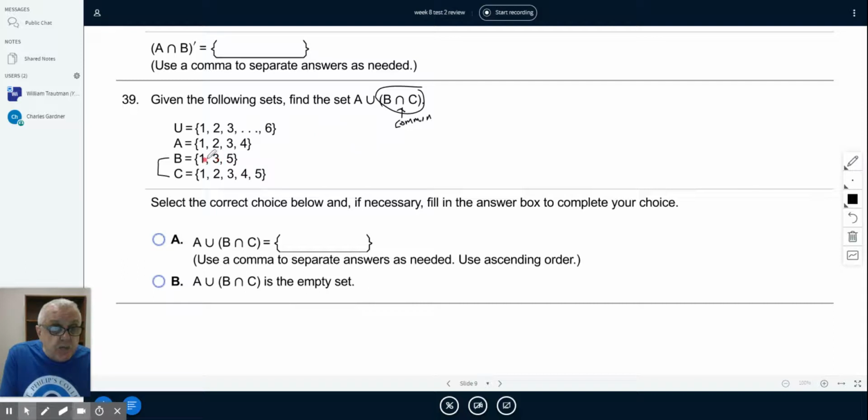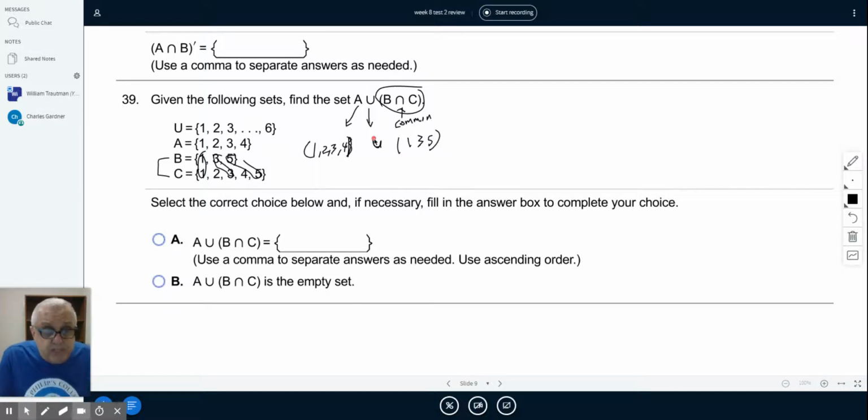So what's in common with B and C? The ones are in common, the threes are in common, and the fives. So 1, 3, and 5 are in common with B and C. Then we're going to take a union of this with A. A has 1, 2, 3, 4 in it. So we're going to do a union of these two, a marriage of these two.